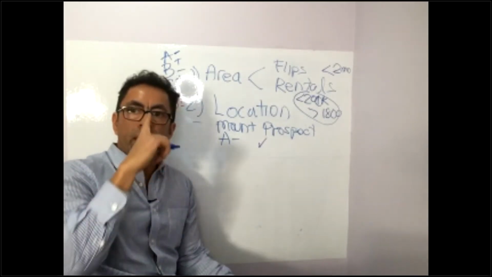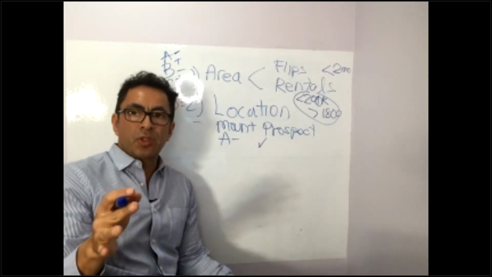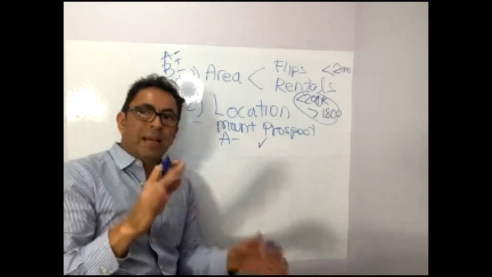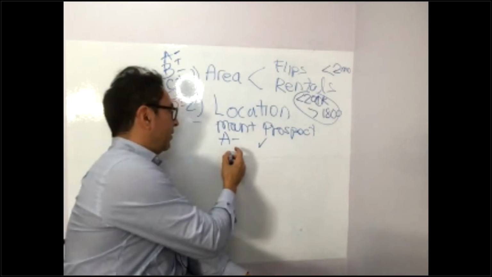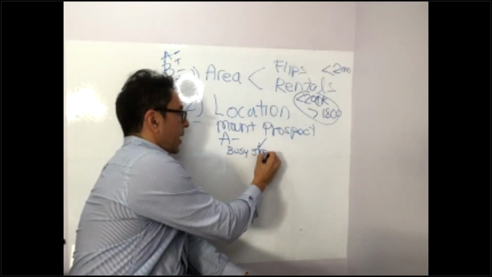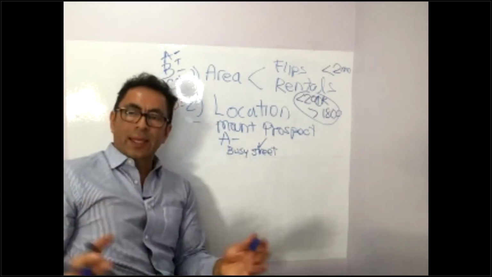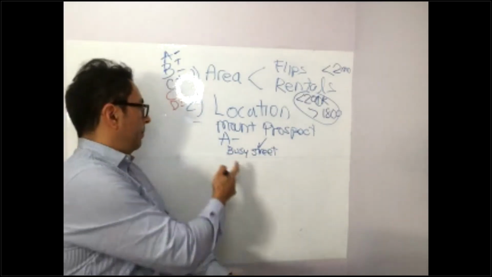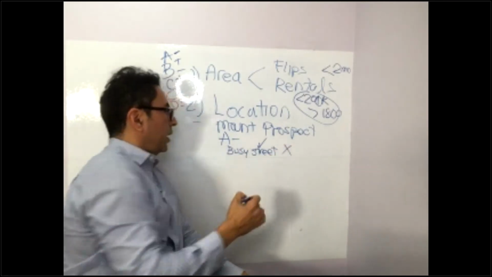Location, the property is on a busy street. Elmhurst Road. So that's sort of like a negative. Busy street. That is not ideal because it's a 4-lane street. Okay, so that was the only negative thing.